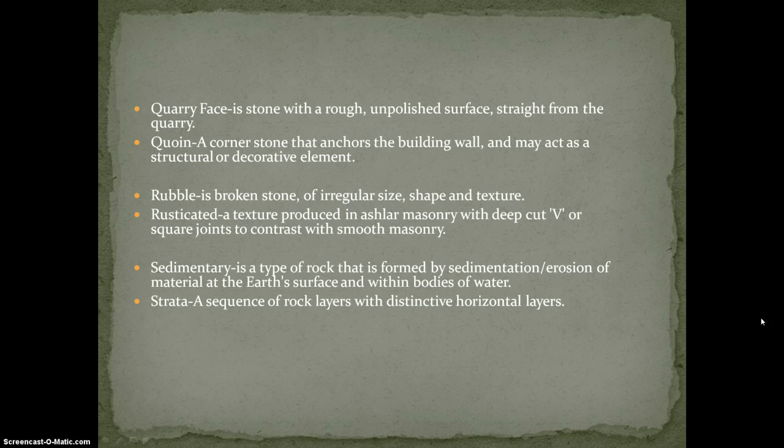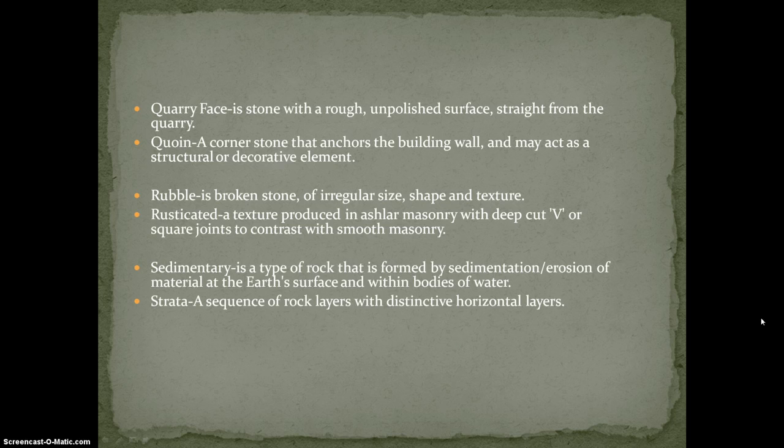A quoin is a cornerstone that anchors the building wall and may act as a structural or decorative element. Rubble is broken stone of irregular size, shape, and texture. Rusticated is a texture produced in ashlar masonry with deep-cut V or square joints to contrast with smooth masonry.